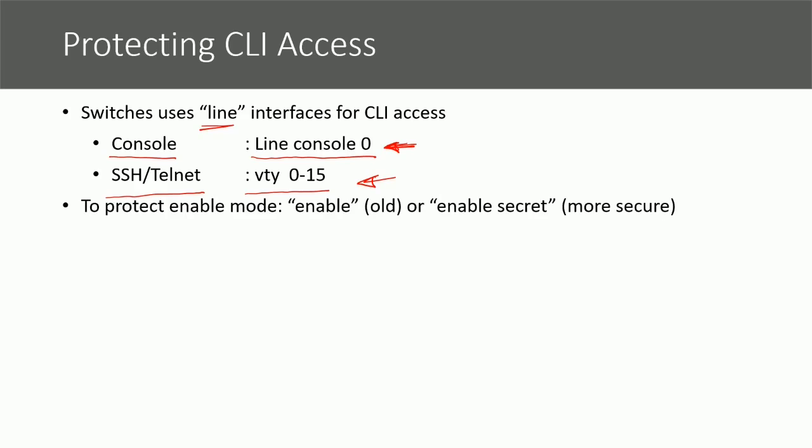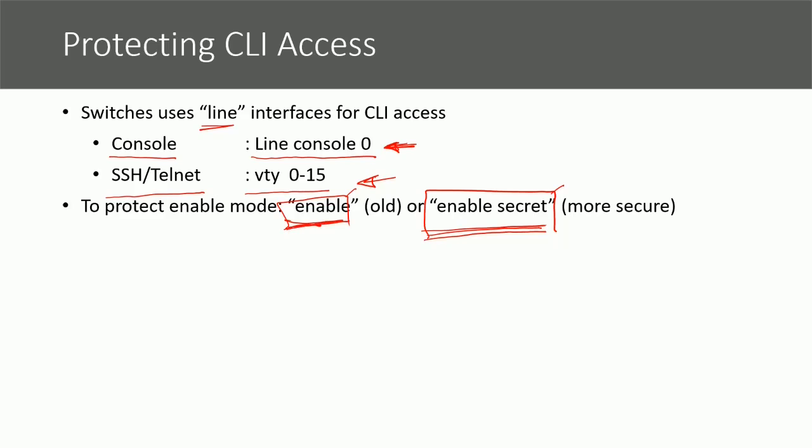You can protect enable mode by adding a password. This password can be added using the enable password command, but this is old and not encrypted by default, or enable secret, which is more secure. If you have enable password and enable secret commands configured in the same switch, enable secret will override, and the enable password will not take effect. We will compare both commands in our lab and will discuss the difference between them.